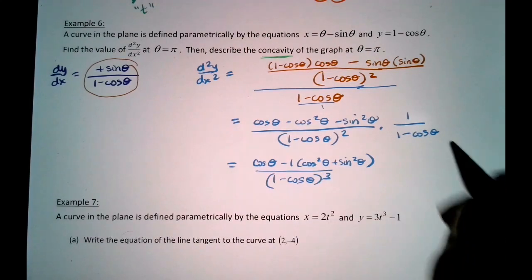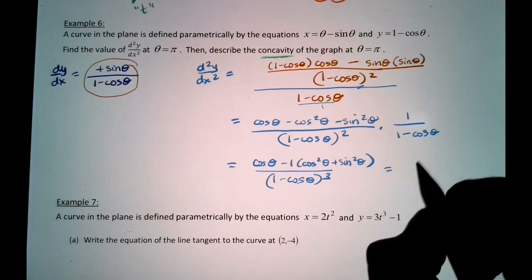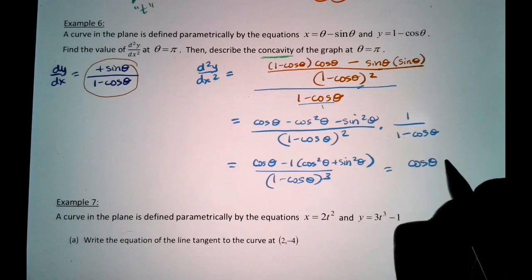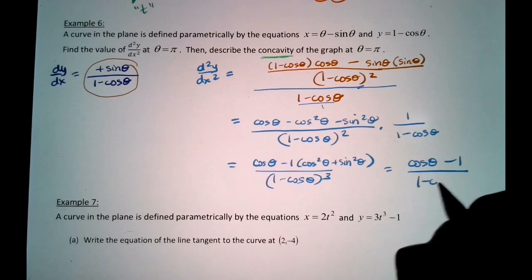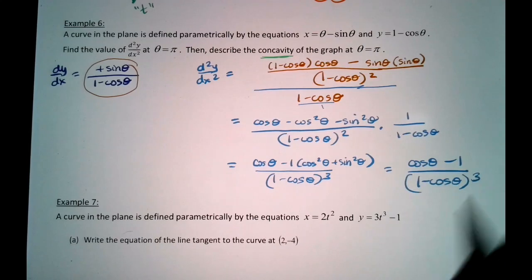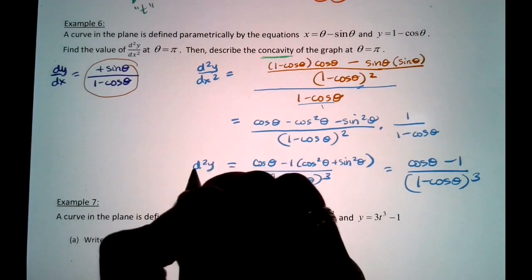So your second derivative here can be written like this: cosine theta minus 1 over (1 minus cosine theta) cubed. So let's now answer the question. This is what the second derivative is. I can carry my notation down, I suppose.